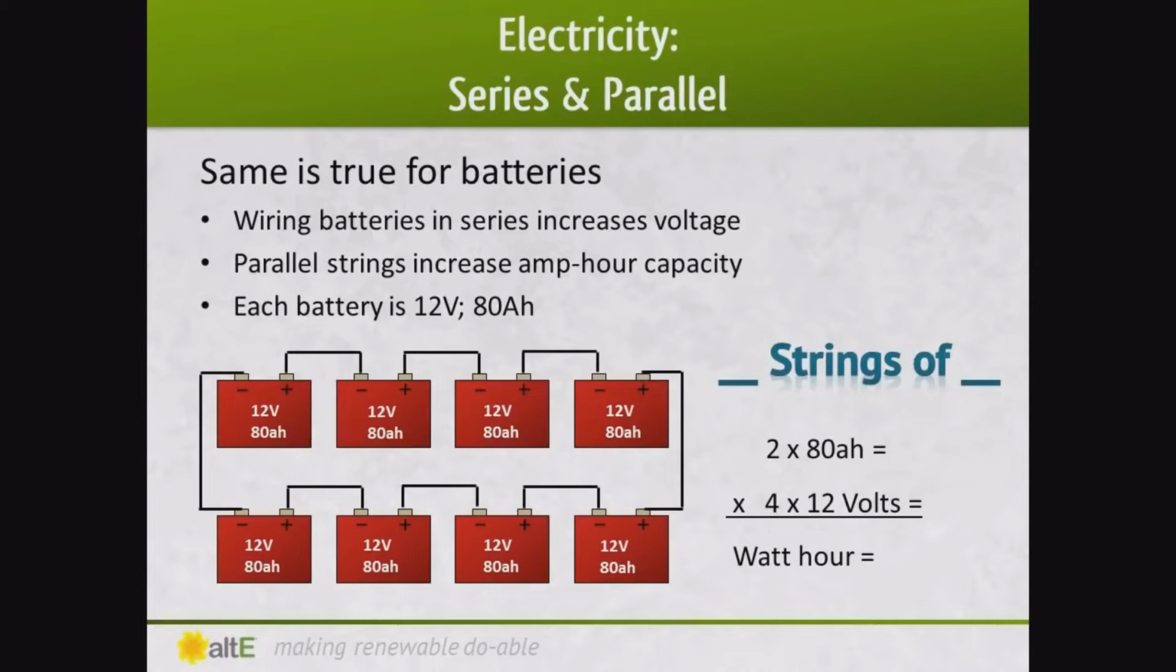This allows you to get both higher voltage with series strings and higher amps or amp hours with the parallel wiring. In this example of two parallel rows of 4 batteries wired in series, it's called 2 strings of 4. You can see that wiring 4 12-volt batteries in series equals 48 volts, and wiring those 2 strings in parallel equals 160 amp hours. When you multiply that together, you get 7,680 watt hours.